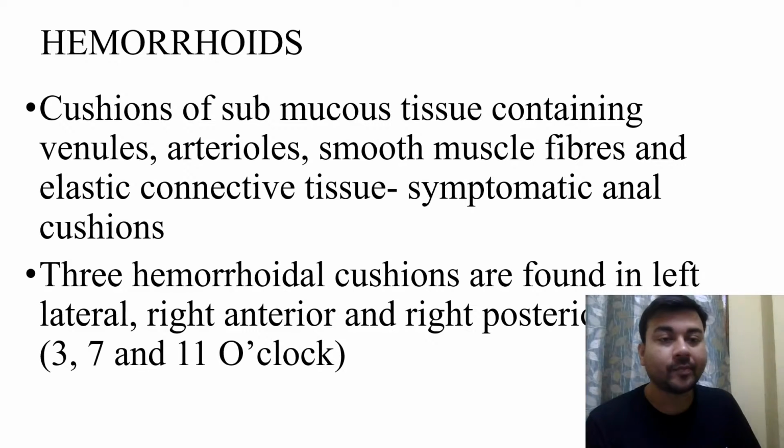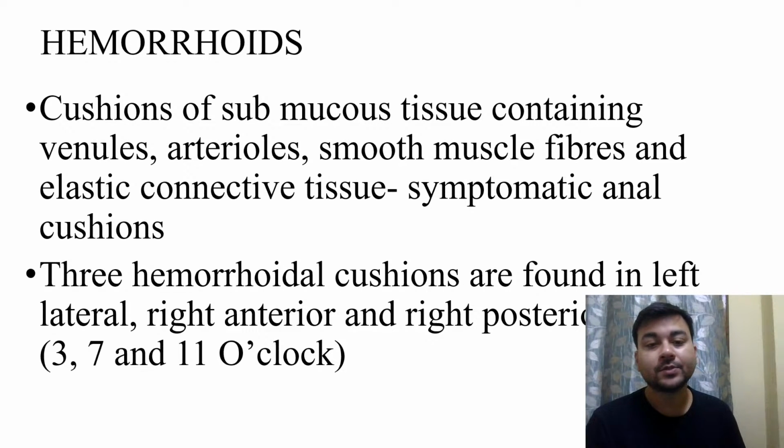Now students, next topic is hemorrhoids. Very simple topic. Let's go through it quickly. See, what is hemorrhoid? It's a cushion of submucous tissue containing venules, arterioles, smooth muscle fibers, and elastic connective tissue. These are symptomatic anal cushions.